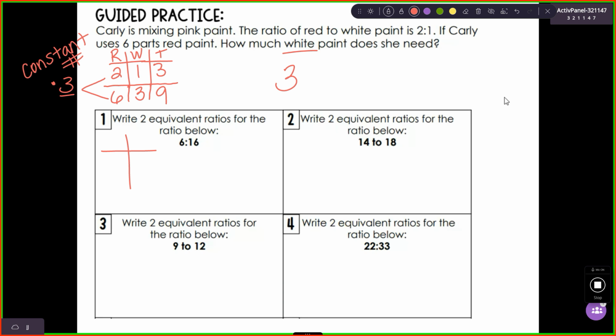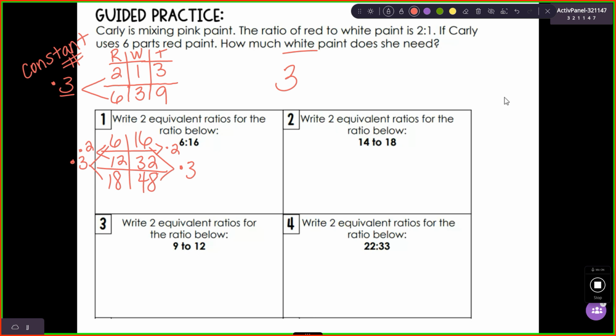Do I know any categories here? Nope. Let's just make some equivalent ratios. Now let's just stick to multiplying. 6 times 2 is 12. 16 times 2 is 32. Am I done yet? Nope. We could do 5, 10. We could do whatever here, but let's just stick with small numbers. 6 times 3 is 18. 16 times 3 is 48. Good. So do we remember how to do this?